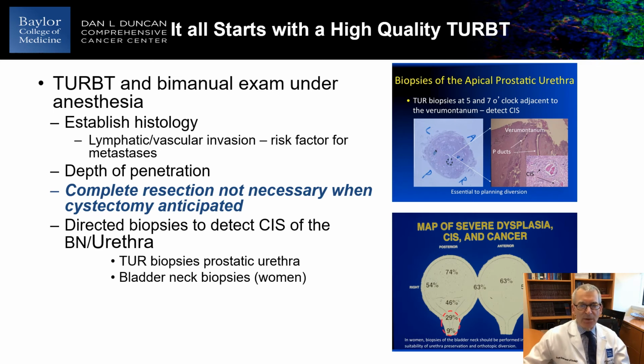And this is just how we do the biopsies of the apical prostatic urethra. We take a loop resection at 5 and 7 o'clock adjacent to the verumontanum. This is where CIS lives in the prostatic ducts. And you can see the importance when you're planning an orthotopic neobladder in females, where roughly about a third of them may have cancer at the bladder neck and urethra, and those are not the patients that you want to do urethral preservation on.